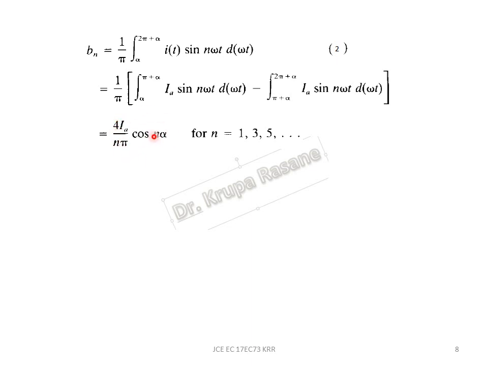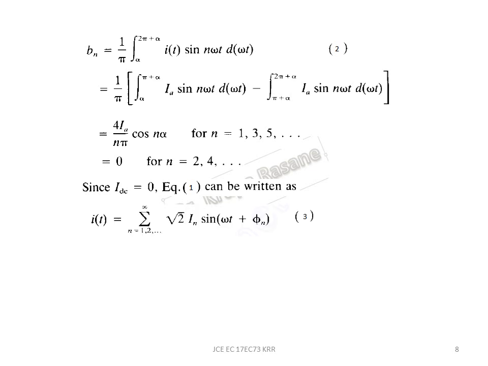upon n pi into cos n alpha, and this is the valid value for Bn for all the odd harmonics, that is 1, 3, 5, and is equal to 0 for all the even harmonics, for n equal to 2, 4, etc. So this is the Bn value.